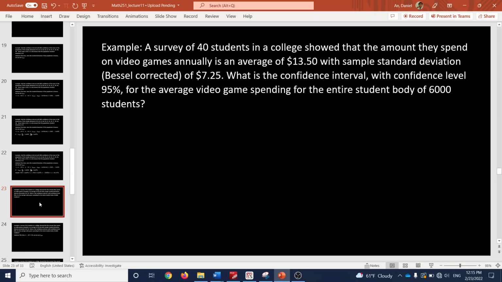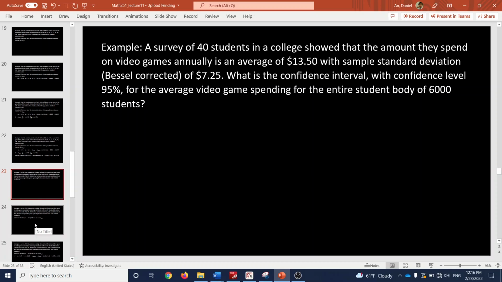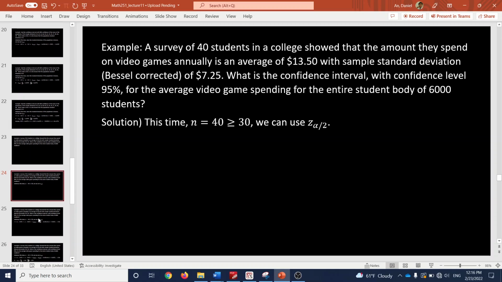Okay. Anyways, what is the confidence interval with confidence level 95% for the average video game spending for the entire student body of 6,000 students? Okay. So this time the sample size is 40. So we can use the normal distribution. And see if you get a similar answer if you use the t distribution.